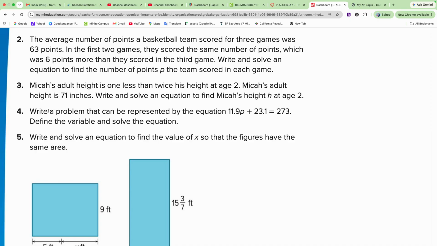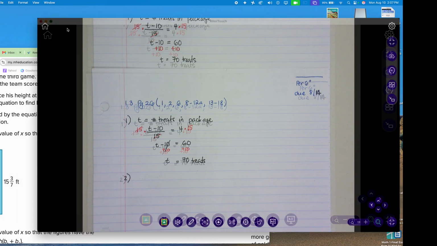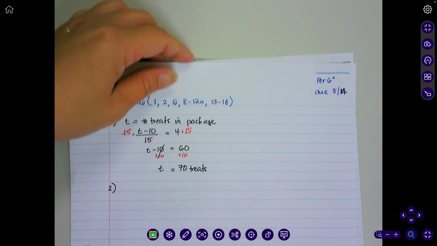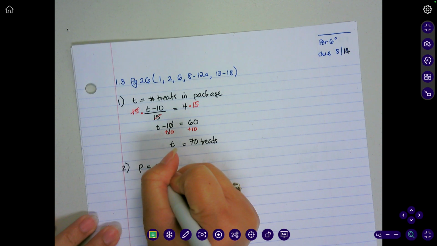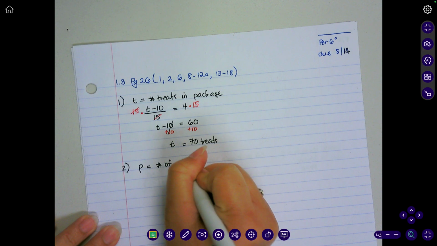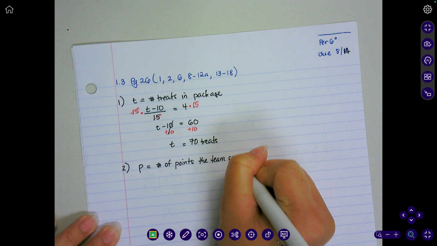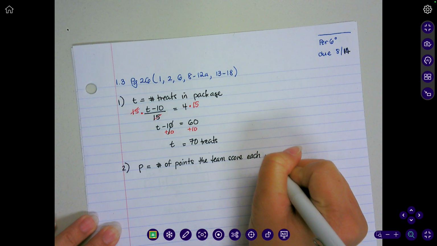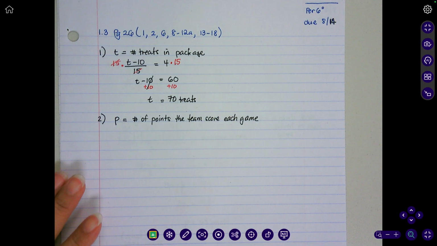So first things first, I am going to write that down. Now I'm going to go over to my paper and write down what P stands for. So over here, P is my letter. It's the number of points the team scored each game. Okay, so that's the number of points.